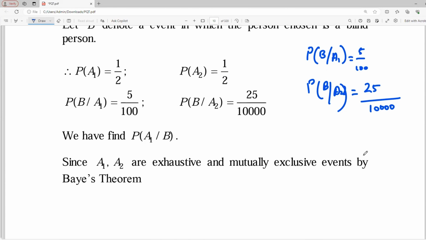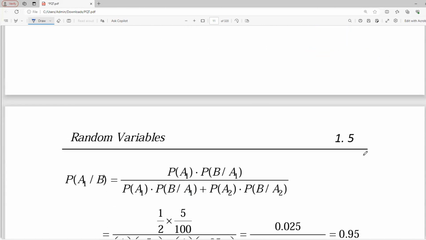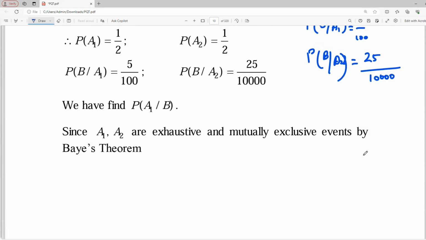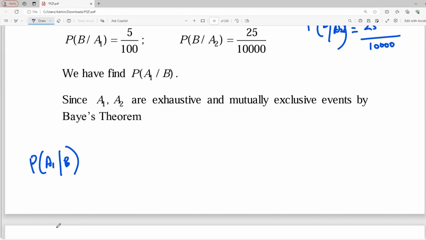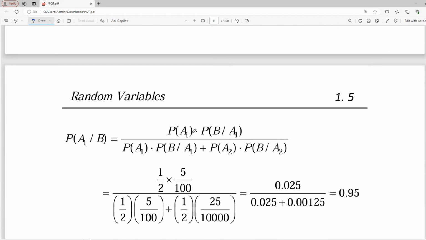Okay. So apply the Bayes theorem. Here they are asking for men, not for the female. So they are asking for men. So apply the Bayes theorem. This is what you're going to find: P of A1 by B. Instead of Ai, you have to substitute all the values as A1 and A2. So substitute the values and find the answer.